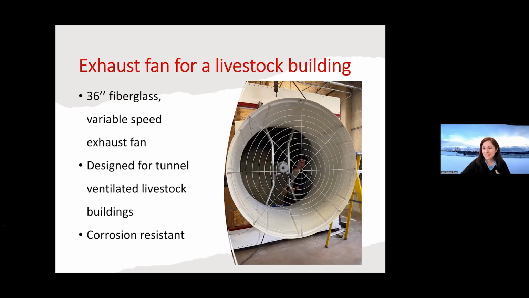Okay, so let's look at an example. Here we are seeing an example. This is an exhaust fan. It is specifically designed for a livestock building. This is a 36-inch, not super big, not very small. It's a fiberglass variable speed exhaust fan. The manufacturer says this is designed for a tunnel ventilated livestock building. And one of the things that they promote is that it is very corrosion resistant. All the screws, all the parts are made of stainless steel.